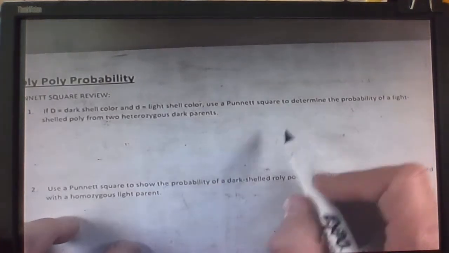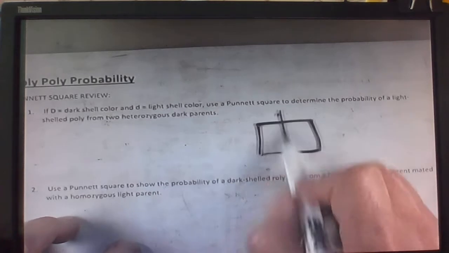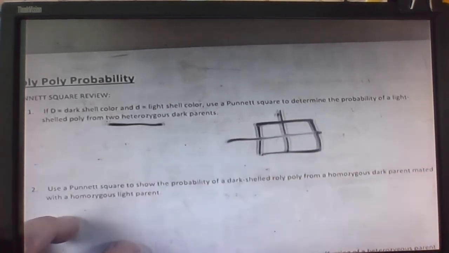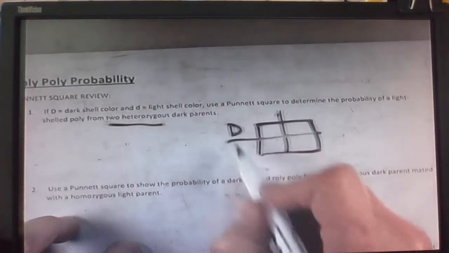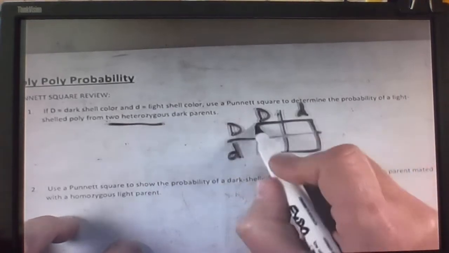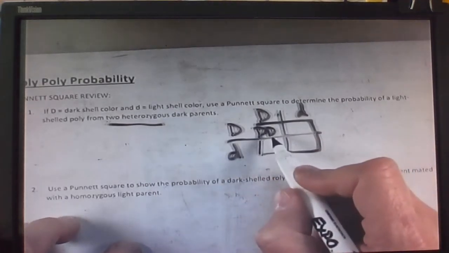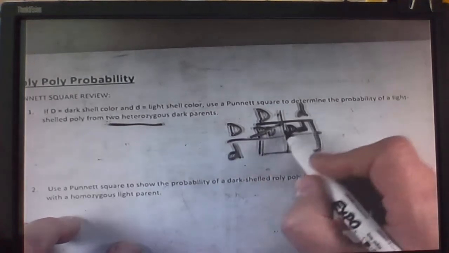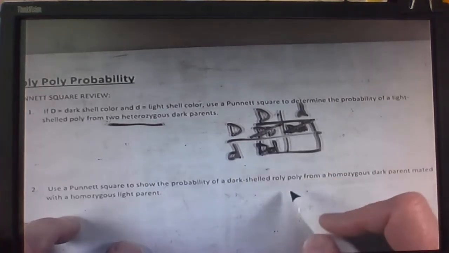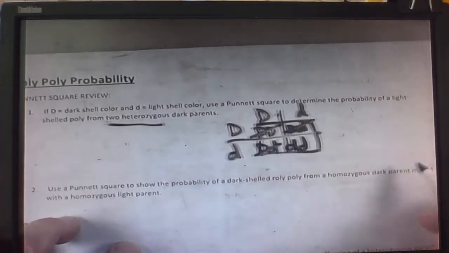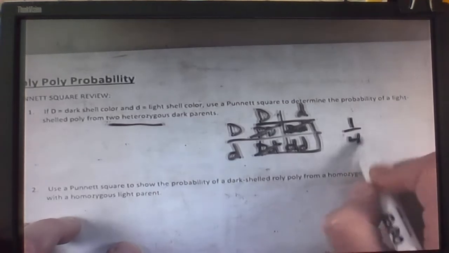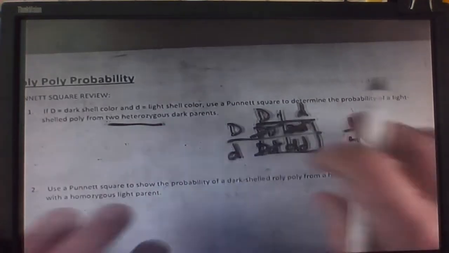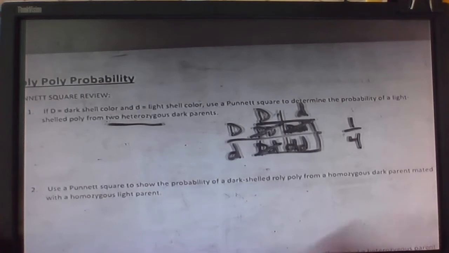Use a Punnett square to determine the probability of a light-shelled roly-poly from two heterozygous dark parents. So heterozygous means different, so I got one of each. Capital D, is that one going to be light? No. Capital D, lowercase d, is that one going to be light? Capital D, lowercase d, is that one going to be light? Lowercase d, is that one going to be light? Okay, so 1 out of 4 are going to be light shelled, and we're leaving it as a fraction for right now. Now, keep in mind that depending on what the question is asking, you might have to convert that to a percentage.